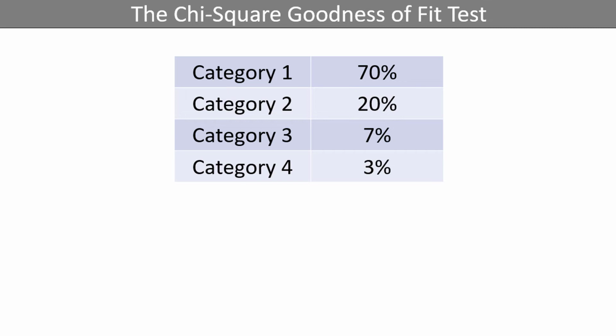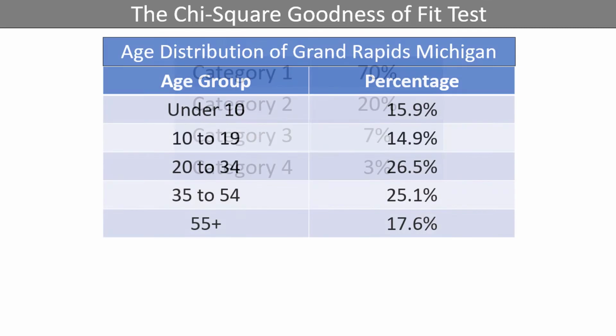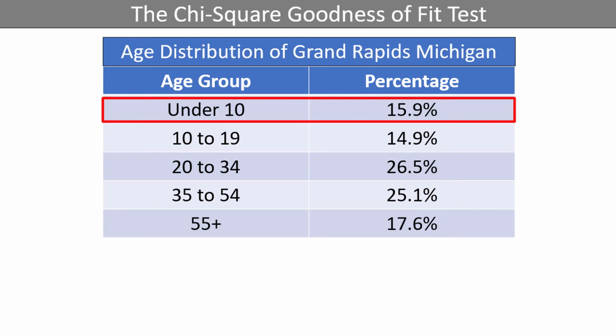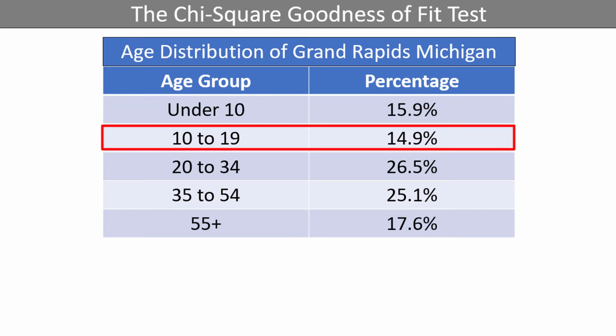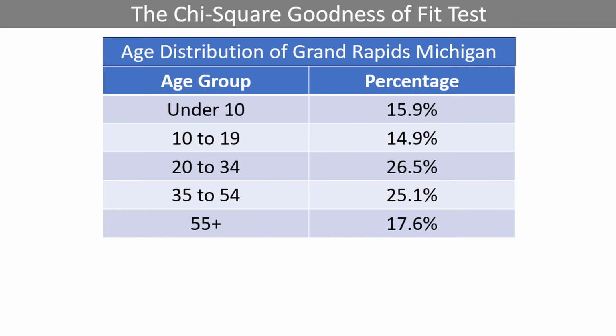An example of a distribution that might be used in the chi-square goodness of fit test might be the distribution of ages in a particular city. According to Michigan demographic statistics, the age distribution of individuals living in Grand Rapids, Michigan follows this distribution. 15.9% of people are under the age of 10, 14.9% are between ages 10 and 19, etc., all the way through 55 plus. You should be able to verify that all of these percentages do indeed add to 100% if you take the time to add them up.